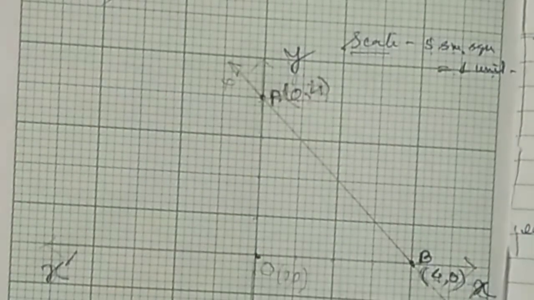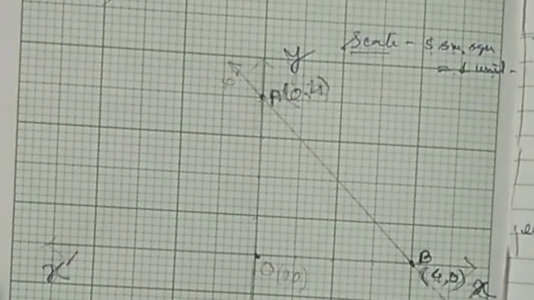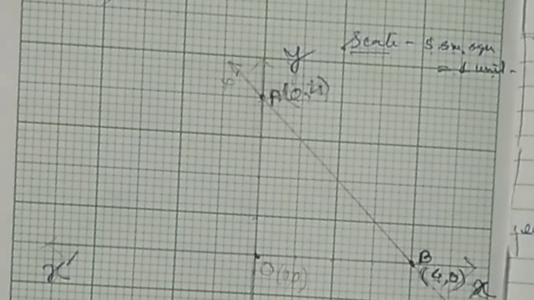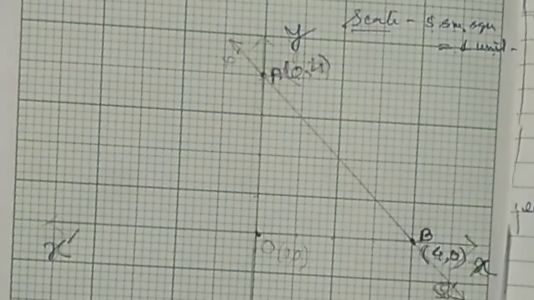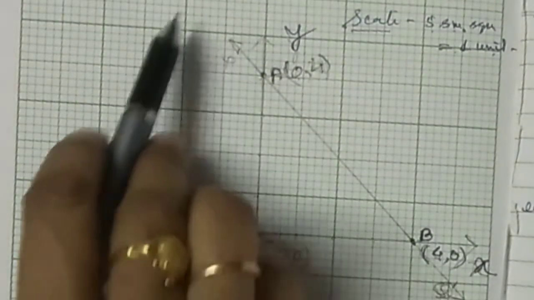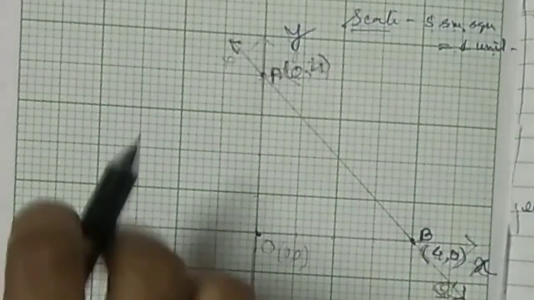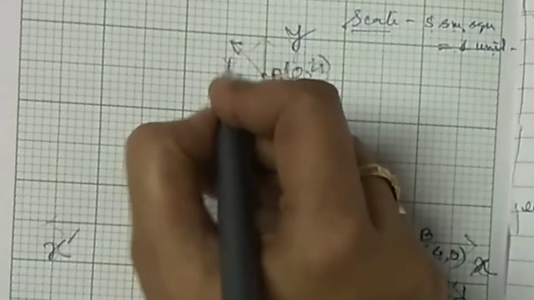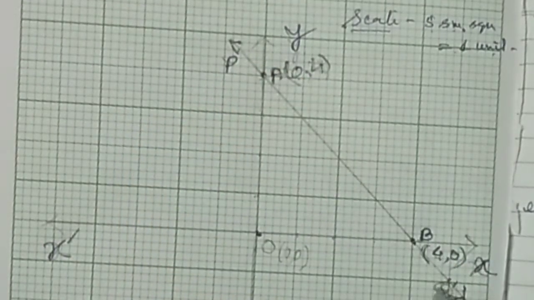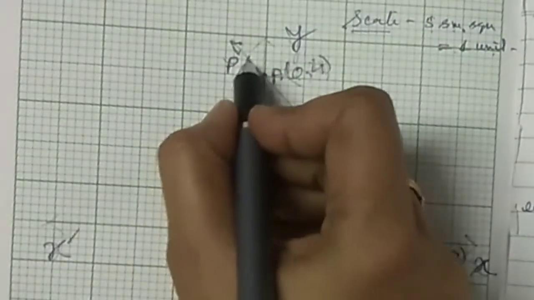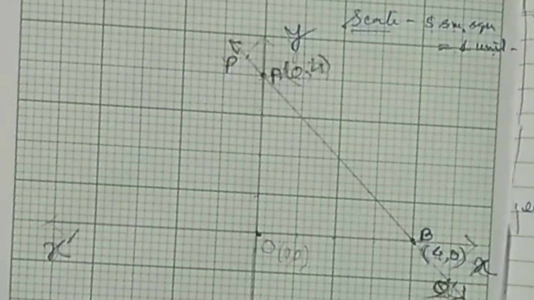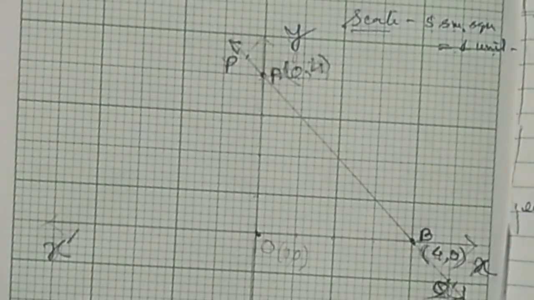Don't use a pen. I am using a pen, but actually it is already marked with the pencil. You need to join both the points with a sharp line, with a sharp pencil, and produce it on both sides. Name it by any letters. PQ, I have named it PQ. P and Q. So this is the required graph of the given equation.